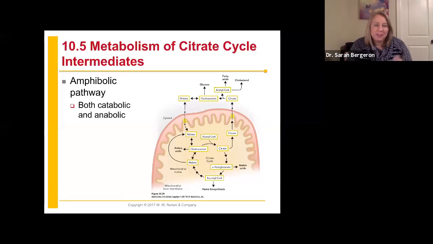We're on the last section of chapter 10, so chapter 10, section 5, and in this section we're going to talk about how the citrate cycle interacts with a bunch of different cycles within the body. So the citrate cycle, we know, generates our bulk of redox power for energy conversion. It oxidizes acetyl-CoA to NADH and FADH2, but it also provides biosynthetic precursors for other pathways.